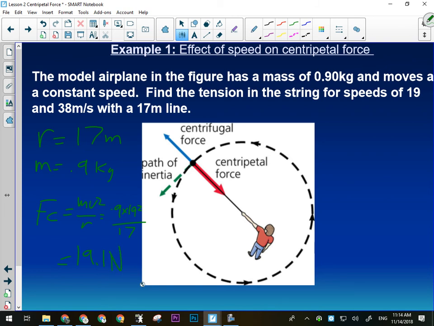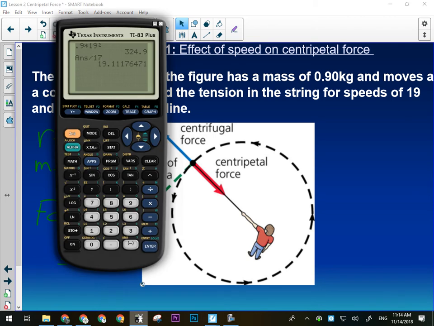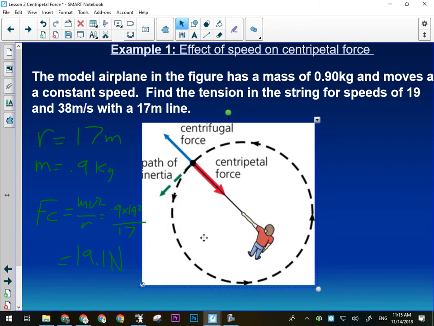Okay, what will it be in the second situation where I'm going 38 meters per second? 4 times that. Okay, should be 4 times. It should be looking at like 72 or something like that. Okay, so we'll just double check it here. 0.9 times 38 squared, divided by 17. All right, 76. If I divide that by 4, I get 19.111. Okay, so it's an exponential relationship clearly between speed and centripetal force. So the faster something moves, we would require exponentially more force to keep it in a corner.